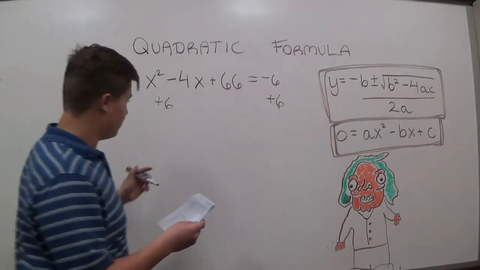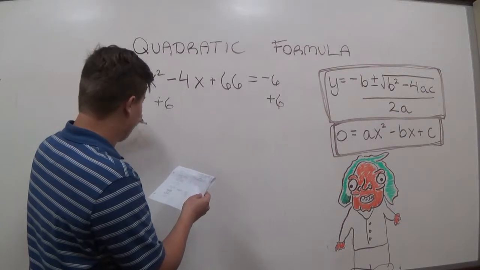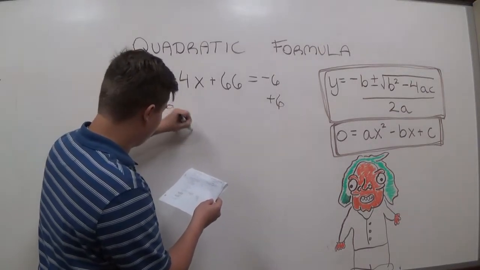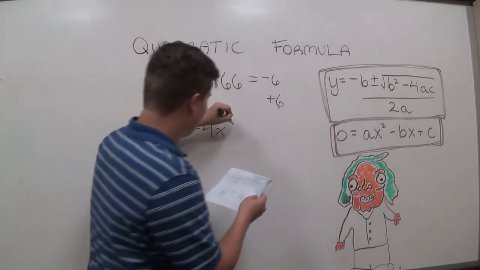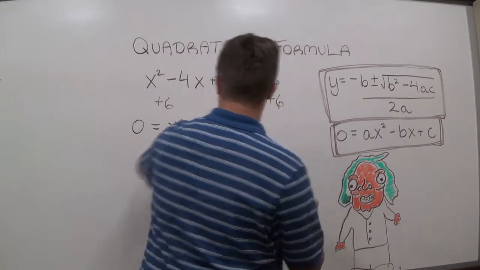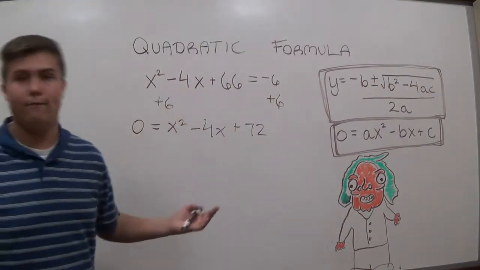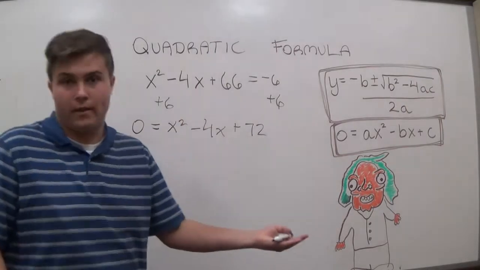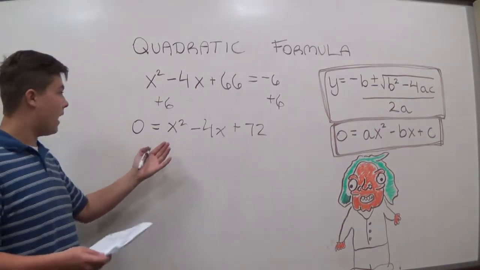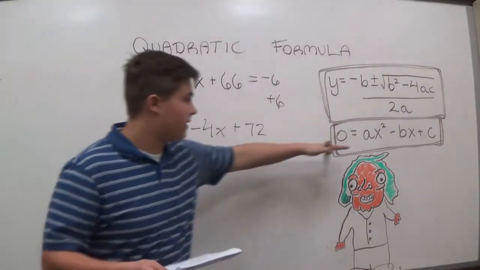Now isn't that beautiful? So what you're going to have is 0 equals x squared minus 4x plus 72. Because that 6 is added to the 66, and you're not going to add it to the negative 4x. That wouldn't make any sense. It would be added to the 66, and that would get you 72. Okay?